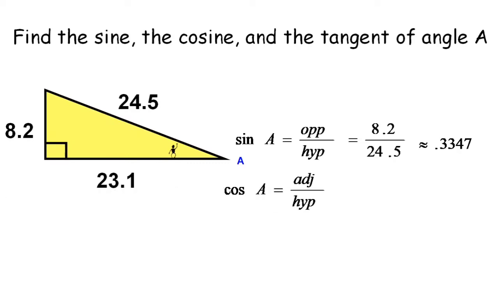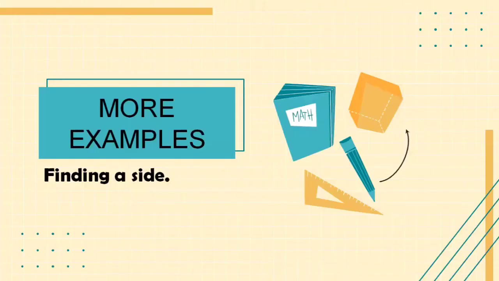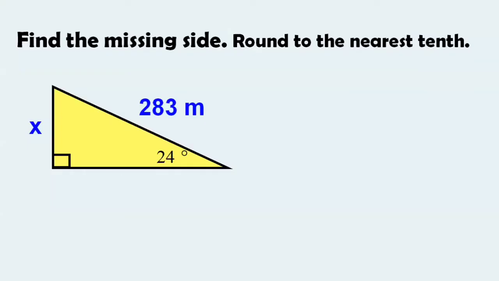0.3347. For our cosine A, that is equal to adjacent over hypotenuse, and that is equal to 23.1 divided by 24.5, and that is equal to 0.9429. And lastly, for tangent A, that is equal to opposite divided by the adjacent, and that is equal to 8.2 divided by 23.1, and it will give us 0.3550.